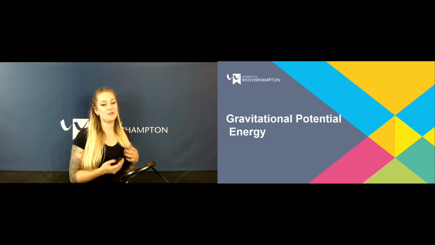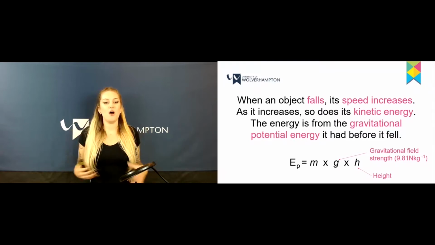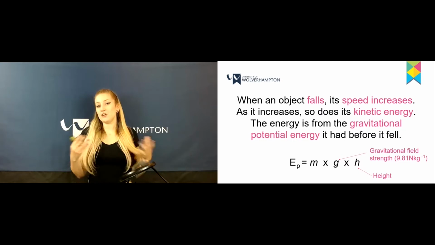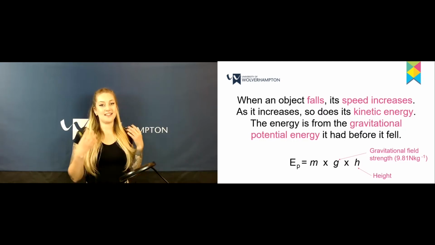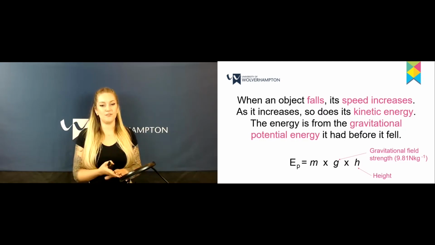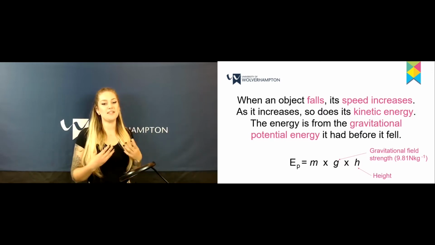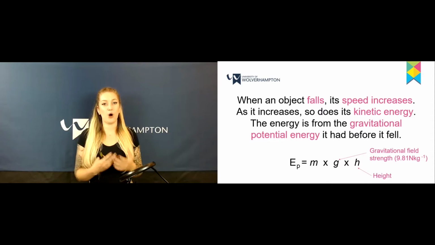Moving quickly on now to gravitational potential energy. This means that when an object falls, its speed increases. As it increases in speed, its kinetic energy increases. And the energy that it gets is from the gravitational potential energy that it had before the object fell. So the formula for this is on the screen below.